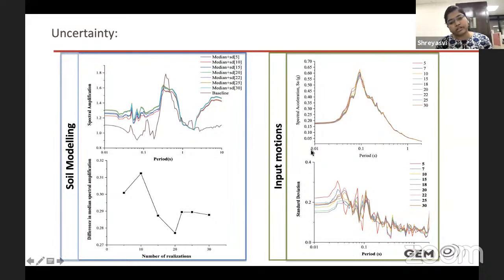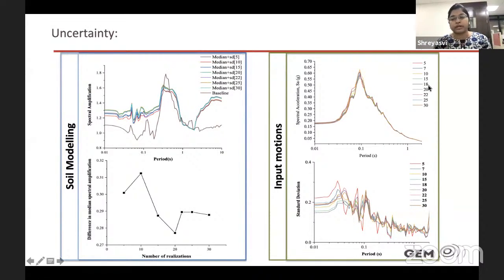In a similar way, when it comes to input motions, whenever we are applying an input motion to a soil profile, we can use 5 recorded ground motions or 7 recorded ground motions and so on. But there have not been any specific guidelines about how many ground motions are actually required for site response. So in another experiment that we did along with one of our MTech students, we tried to understand how many ground motions are enough, because finding so many ground motions for a region where we do not have any recorded ground motion is quite difficult.